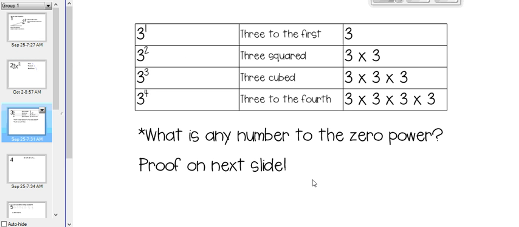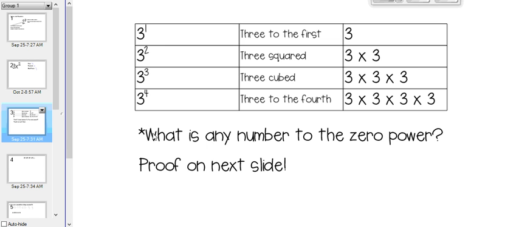Here's a good table on how we say some things that have exponents, like 3 with an exponent of 1, we'd say 3 to the first, and that equals 3. 3 with an exponent of 2, you could say 3 to the power of 2. Probably the more accepted way is to say 3 squared, and that means 3 times 3, or 9. 3 with an exponent of 3 means 3 cubed, or 3 to the third power, and that means 3 times 3 times 3, which would be 27. And then we've got 3 to the fourth, 3 times 3 times 3 times 3, 81, okay?